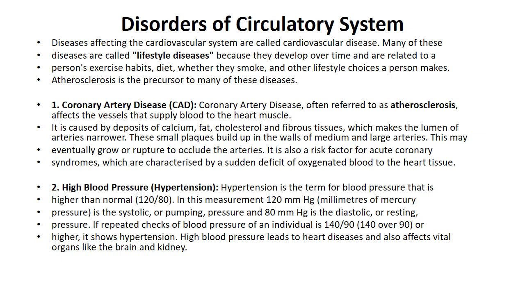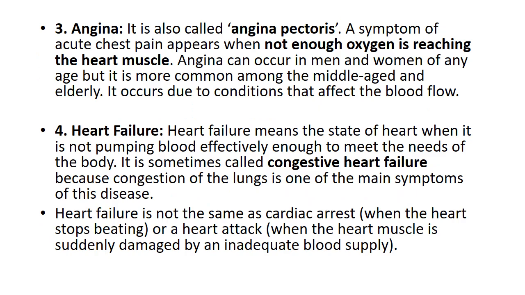The second is high blood pressure, hypertension. Normal blood pressure is 120/80, and if the individual's pressure is more than 140/90, then it is called hypertension. High blood pressure leads to heart disease and also affects vital organs like the brain and kidney. Angina is also called angina pectoris. It is chest pain because not enough oxygen is reaching the heart muscle.